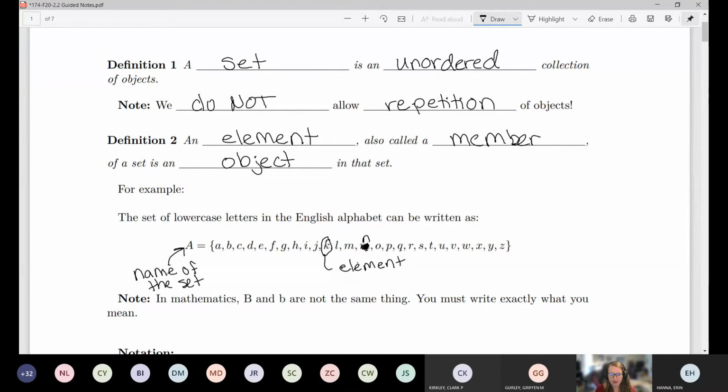Now, the other thing in mathematics is that you should be careful because if you write capital B, that is not the same thing as lowercase b. You can think of mathematics as being case sensitive. So if I were to tack on some extra elements in this set, having these capital letters would be completely different elements than the elements I already had. So if you ever have capital letters versus lowercase letters, they mean completely different things. So be really careful about that.